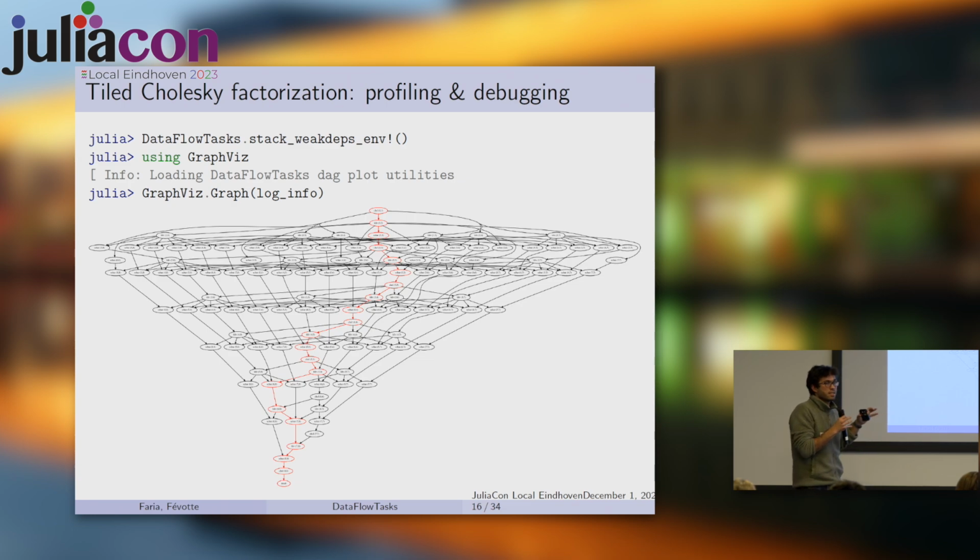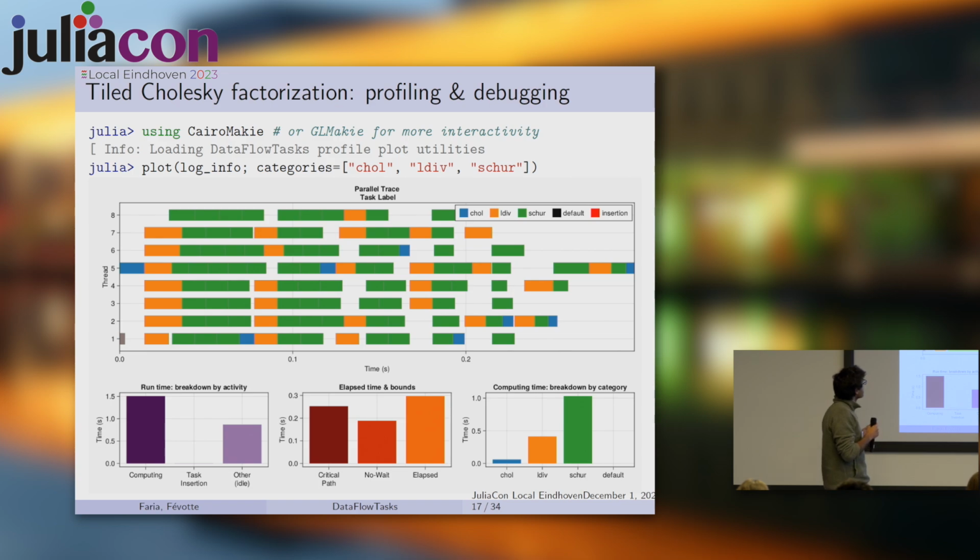The algorithm that I just described is complex enough that it makes it difficult to really describe how tasks depend on tasks. So the whole point is it's simple in this case to describe how tasks depend on data. And then the other thing is if you have GLMakie or CairoMakie, we can then visualize this. We can visualize the parallel trace of what tasks are executed.